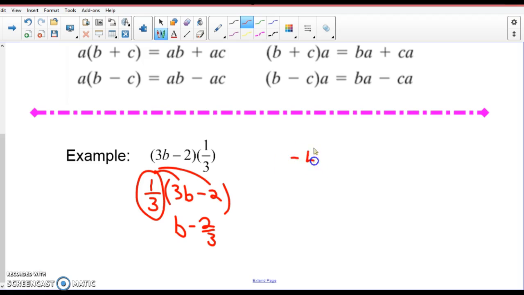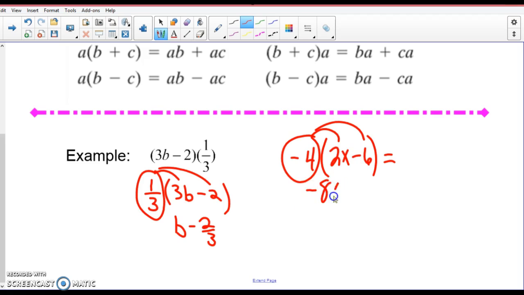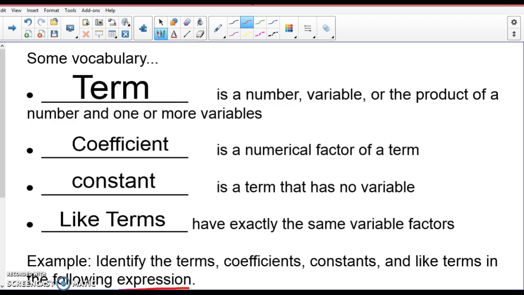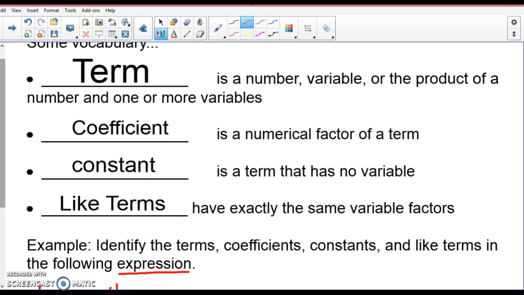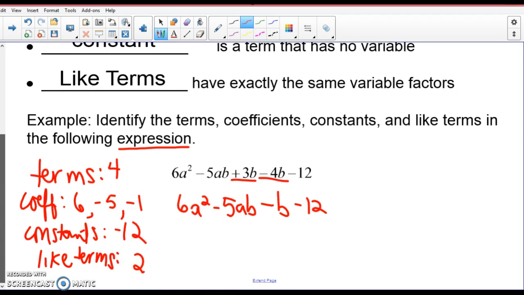This problem is read negative 4 times the quantity 2x minus 6. You're going to distribute the negative 4. Negative 4 times positive 2x is negative 8x, and negative 4 times negative 6 is positive 24. And you're done. Pause this and copy this down.